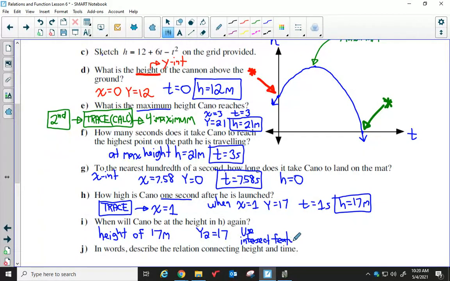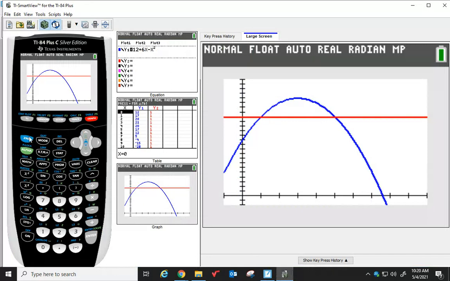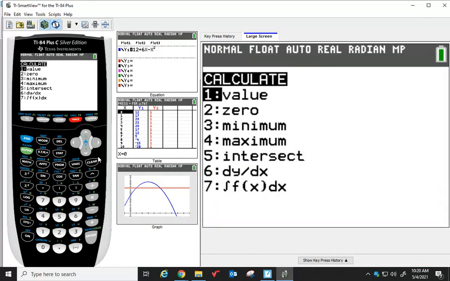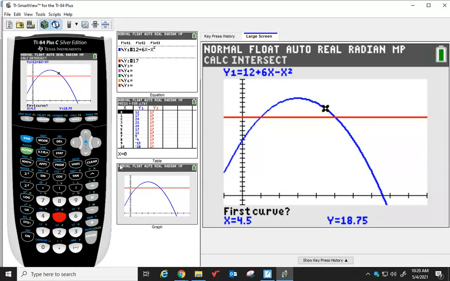Again, I'm not going to write the keystrokes out for you because I did it in the previous example. I would go second, calculate, and then pick 5 for intersect. Now I want to get this cursor close to that intersection point. I bring it to this intersection point and hit enter for the first curve. For the second curve, same thing, bring it close to that intersection point and hit enter again. Then it asks if you want to guess the solution, and enter a third time. Then it says x is 5 and y is 17. So that's going to be 5 seconds.